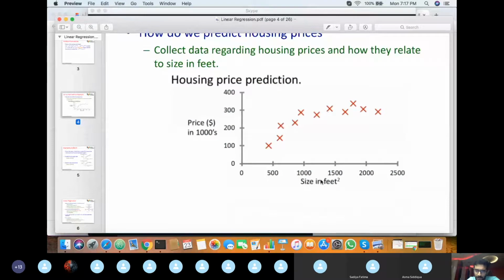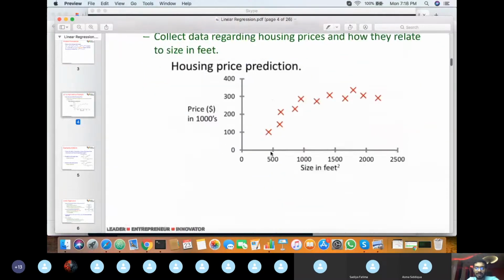Here we have size in square feet and the price in $1,000. As the square feet increases, the price also increases. It might not increase linearly, and obviously it's going to depend on locality and all that as well. But if you notice, it's possible to draw a line that passes through the majority of the points, and it allows us to reduce the error, the square of the vertical distance between the line and these points.